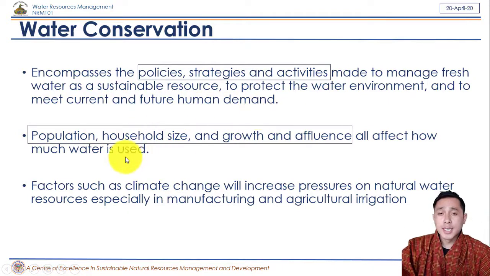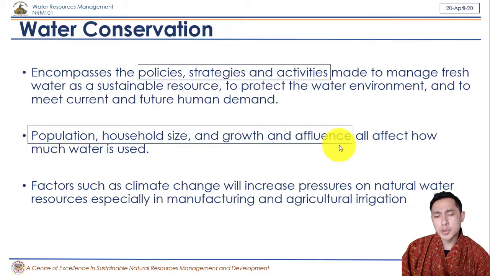Second one is, when you're looking at water conservation, we should know that population is one very important factor that affects water conservation. Second one is the household size. The more the members in the household, the higher amount of water that's being used by that household. And another thing is growth and affluence of the population.